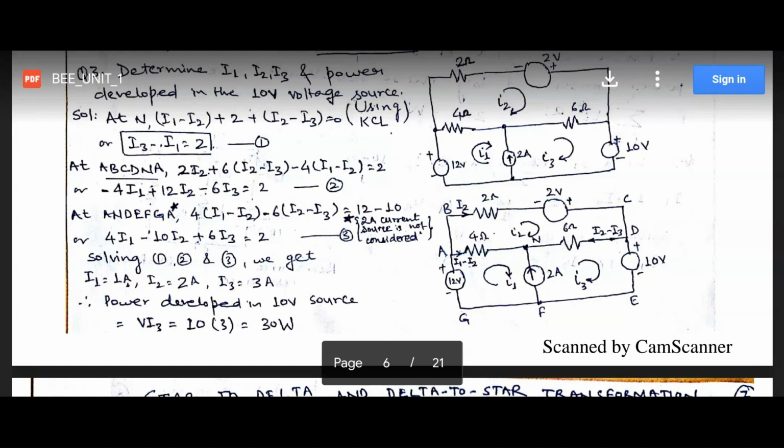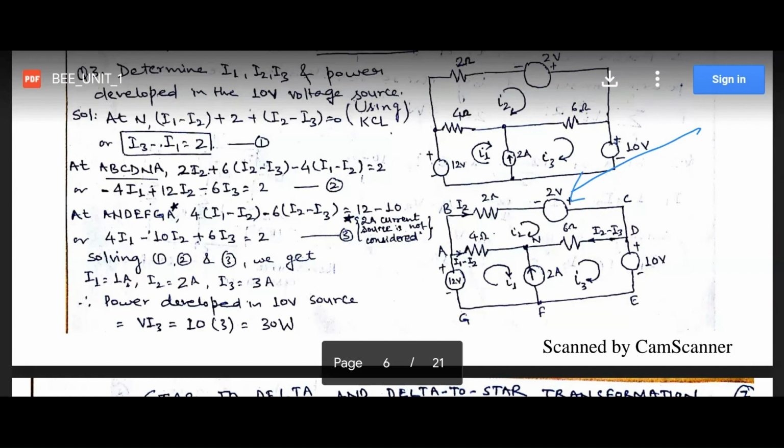First of all, we will apply the KVL here. So 2 I2 current, this current which is flowing, and then the 6 ohm resistance is given here into I2 minus I3 current, and this 4 ohm resistance. The current direction is opposite, so the sign is minus: minus 4 I1 minus I2 is equal to 2 volts. Why 2 volts? Because in the first loop, there is only one battery source.